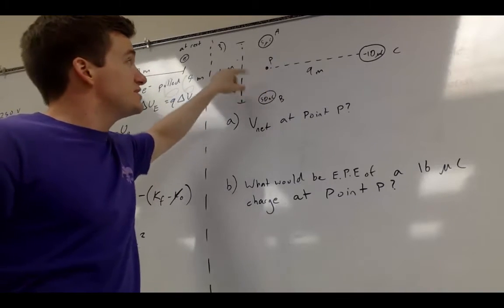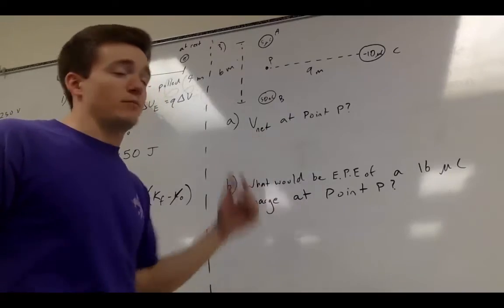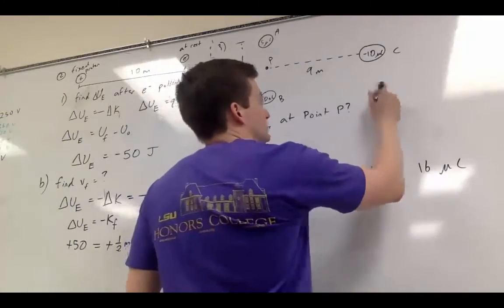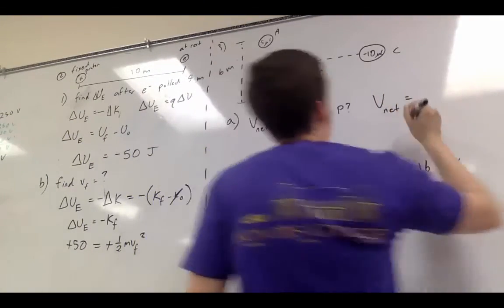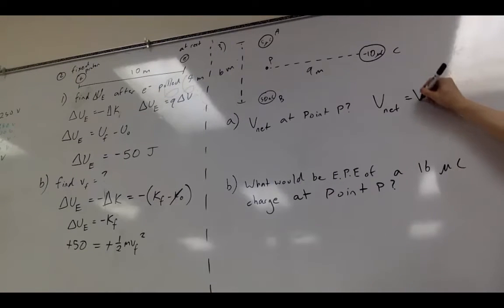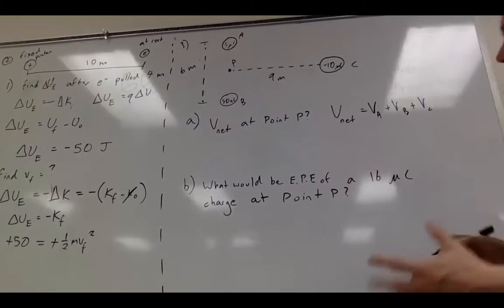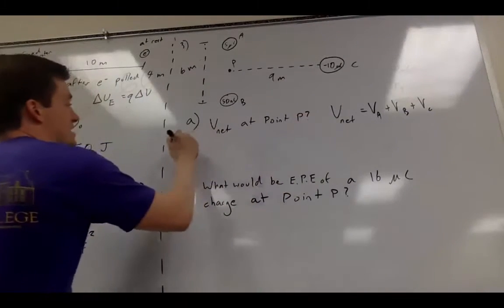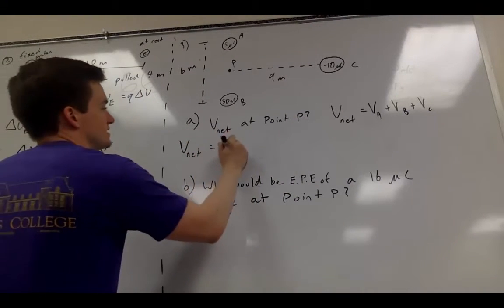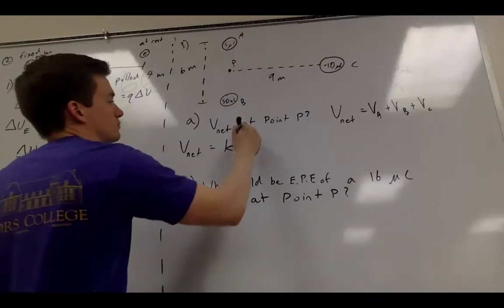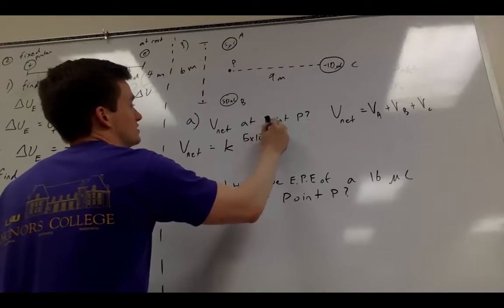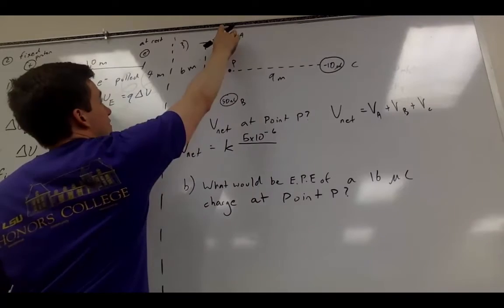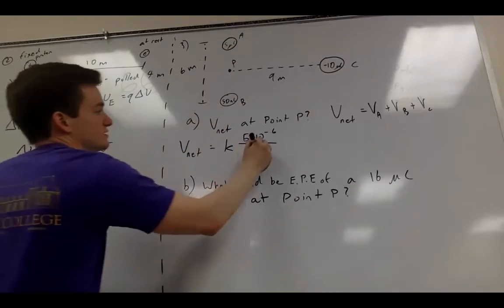Well, we have 3 different things creating a potential at point P, which means our net potential is going to be the potential from A plus the potential from B plus the potential from C. Not very challenging. It's actually very straightforward. The potential from A is K times QA, so 5 times 10 to the -6, divided by that distance, which is half of 6, so 3.